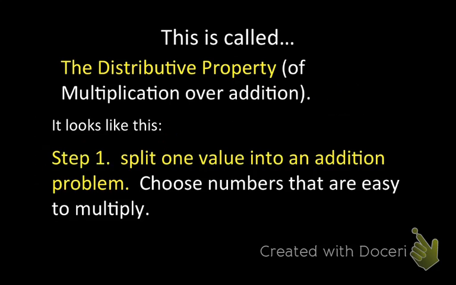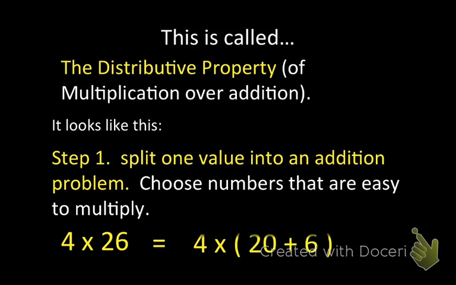You take a multiplication problem, and you take one of the values, or one of the factors, and you split it into two easy numbers, right? Let's take a look at 4 times 26. 26, obviously, that's the number that's not on the multiplication table. That's the one we've got to wrestle with. So let's split it apart. And usually you want to split it apart into the number in the tens place and the number in the ones place, like 20 plus 6. That makes 26.